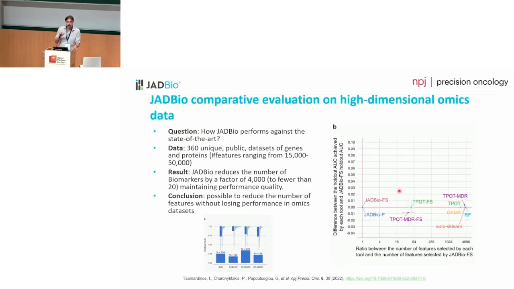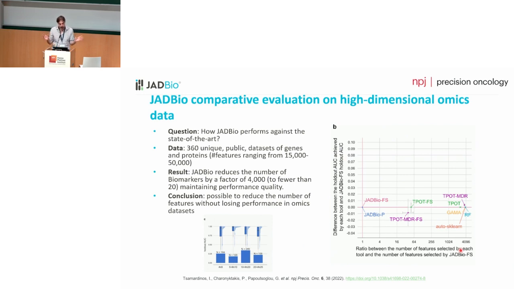All right, so let's now see some applications. Here's a wide evaluation of JADBio against TPOT, TPOT MDR, Gamma, AutoScikit-learn, and Simple RF on 360 data sets, published in Nature's Precision Oncology. Basically, this is the difference between the out-of-sample AUC on held-out data, and this is the ratio of features selected with respect to the features selected by JADBio.